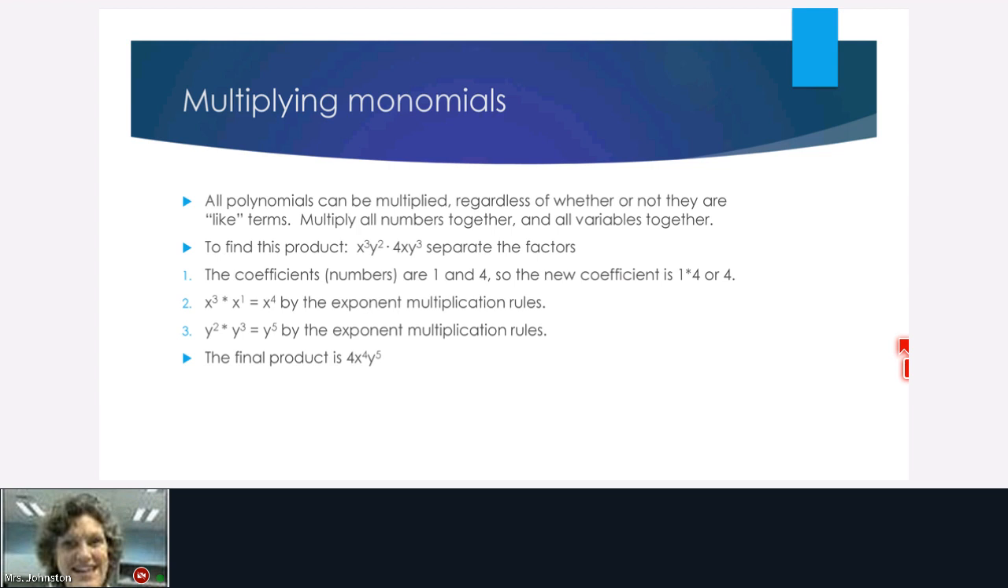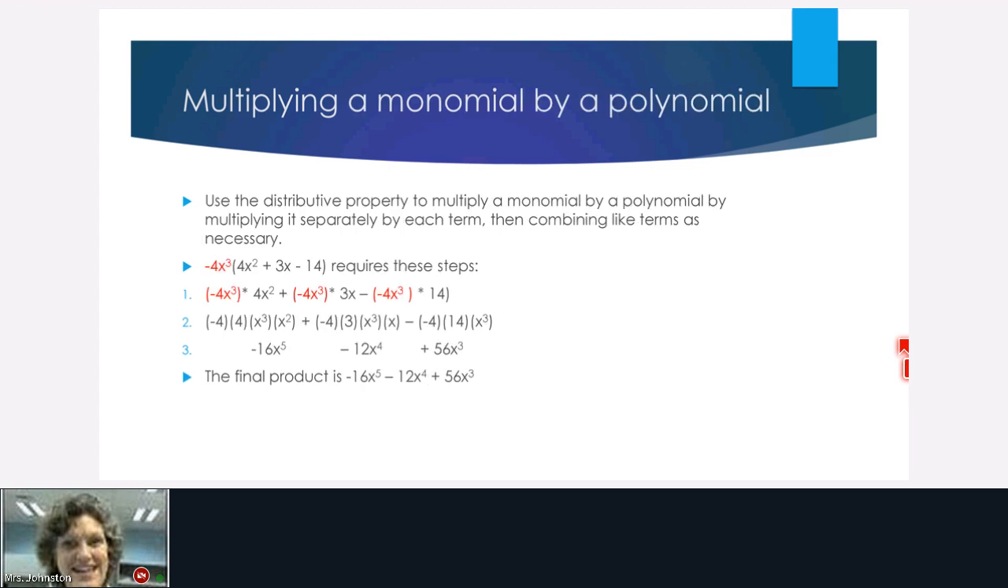Now, when it comes to multiplying a monomial by a longer or larger polynomial, you're going to use something that looks exactly like the distributive property you've used all along. The number or term on the outside is going to be multiplied by each of the individual terms inside the parentheses in order to complete the distribution. So breaking this up, I've got negative 4x cubed times 4x squared, then my plus sign, negative 4x cubed times 3x, the second term, then my minus sign, then negative 4x cubed times 14, the last term.